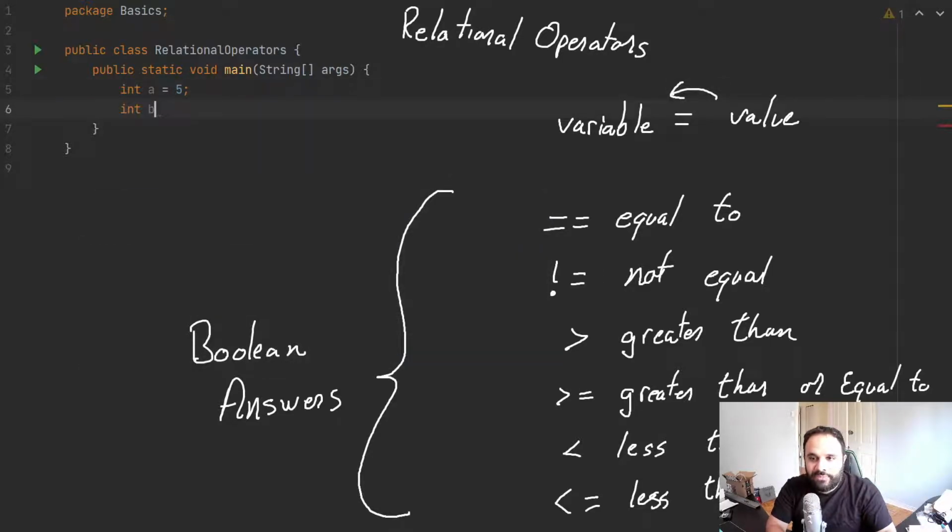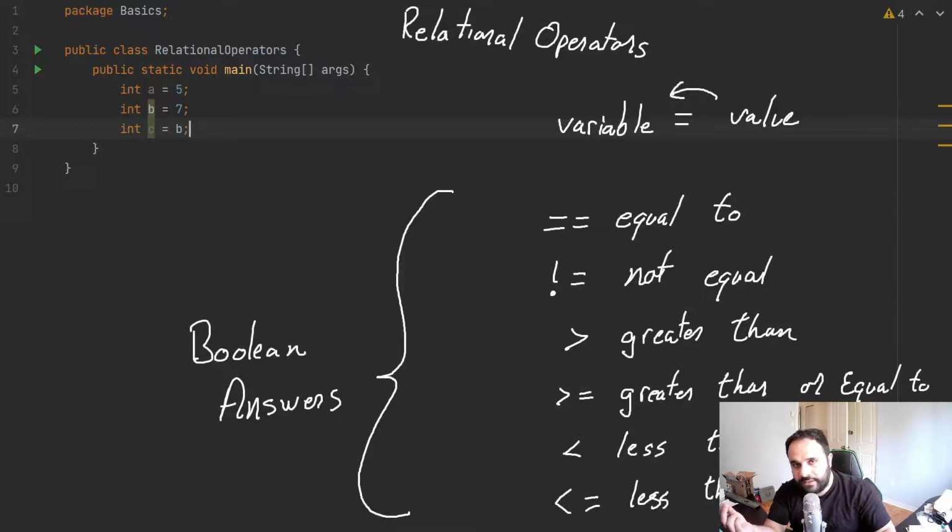Then I'm going to say B equals 7. So we're saying that value 7 goes inside B. And lastly, let's say C equals B. Now, I'm not saying that C is also B, we're saying that the value inside of B is going to be copied inside of C. So now A is 5, B is 7, and C is also 7.